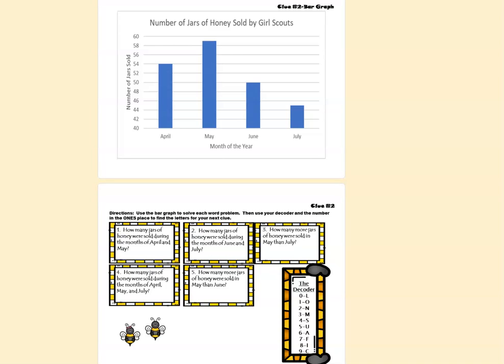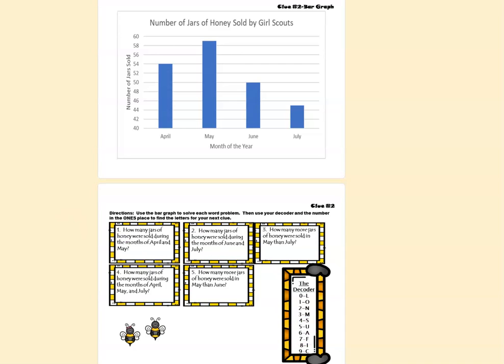Number 2, it says, how many jars of honey were sold during the months of June and July? Well, in June, there were 50 jars sold, and in July, there were 45 jars sold. So 50 plus 45 is equal to 95. And in 95, the number in the ones place is a 5. So 5 is equal to U. So under that equation next to the M, I'm going to write U.